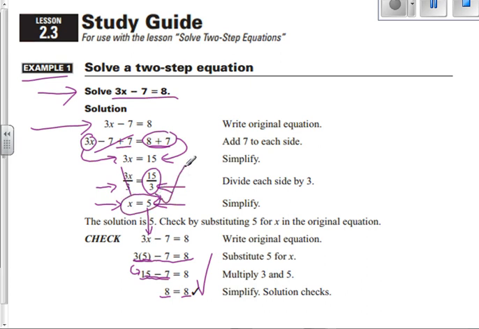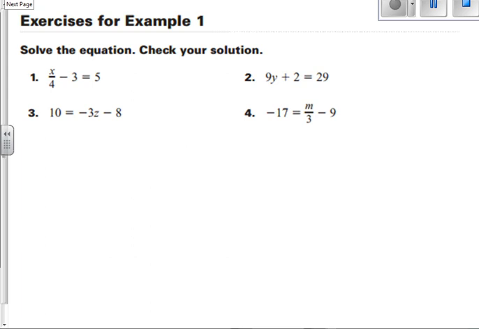All right. So let's see what's next here. Okay, what I want you to do is pause the video. I want you to work through 1 through 4, these 4 problems. Once you get an answer or solution, make sure you do your check. Start the video back up and we'll check our answers, okay?